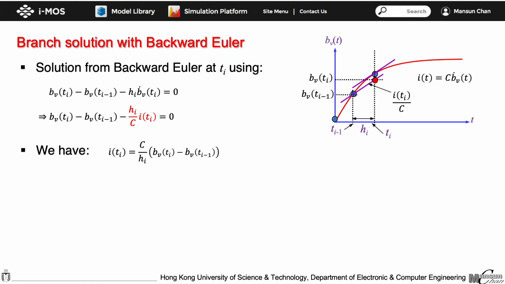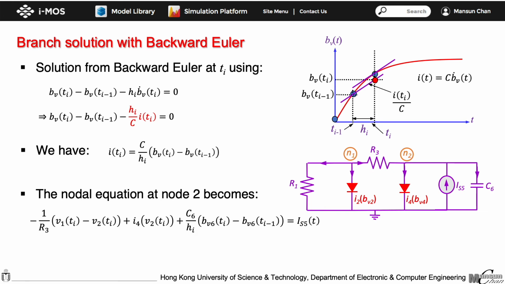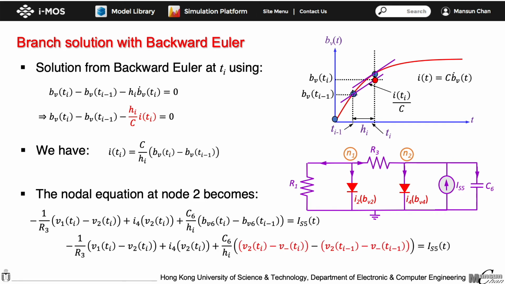With this branch equation, the nodal equation at node 2 we have earlier can be written as the following. And after using KVL to replace the branch voltage with node voltages, we have the following equation. In this equation, I include the term V minus at Ti to show its general form. In the example circuit here, V minus can be ignored as the negative terminal of the capacitor is connected to ground.